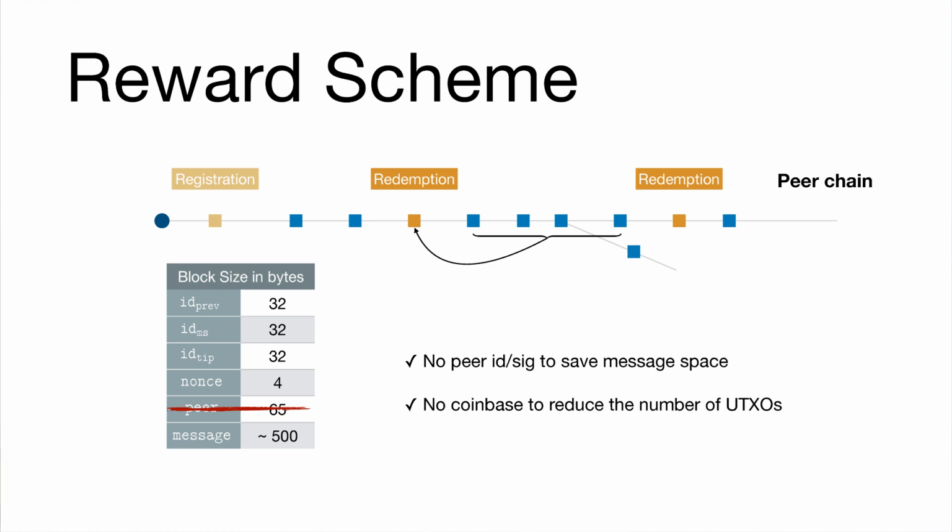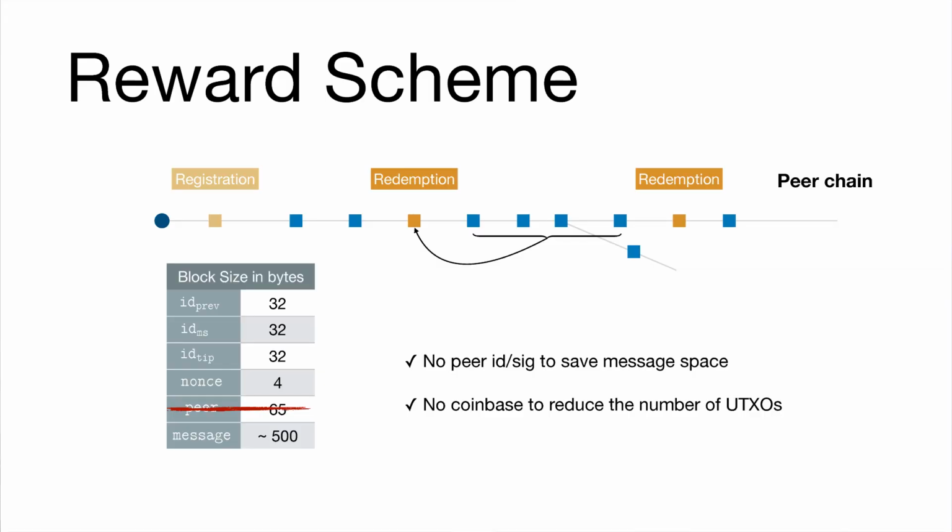Last question is, what if miners being naughty put another redemption block on a fork? Well, in that case, that will be resolved by milestones. The advantage of doing this is that, first, as I said, there's no peer ID or signature needed, so we can save space in the message. Eventually, we save storage.